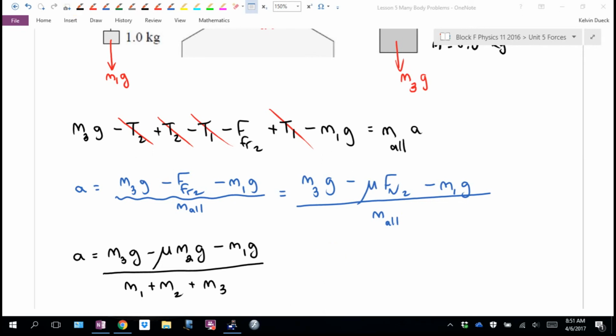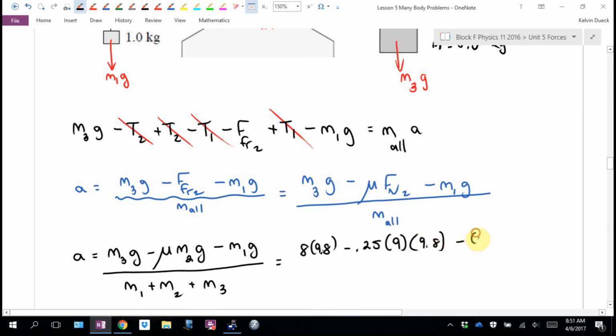So, Conlon, let's finish this out. How big was mass 3? Oh wait, that was 8. Which one? 8? You sure? Okay. I know G is 9.8. Minus, what was mu? 0.25. How big was mass 2? 9. That's 9. 9.8 minus mass 1 was 1, 9.8, all divided by 1 plus 9 plus 8.